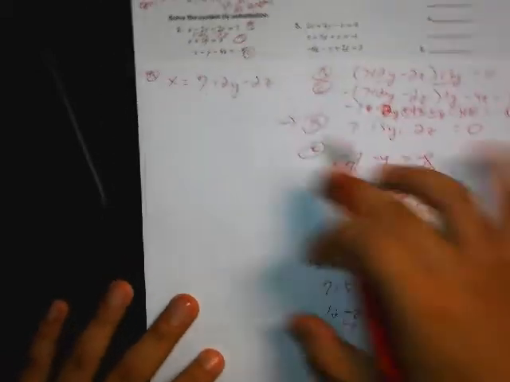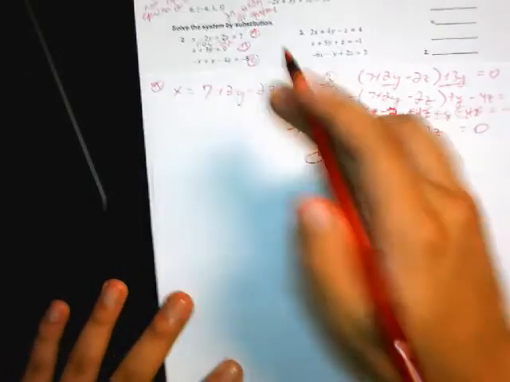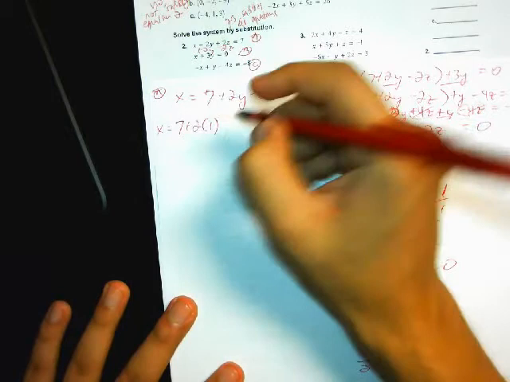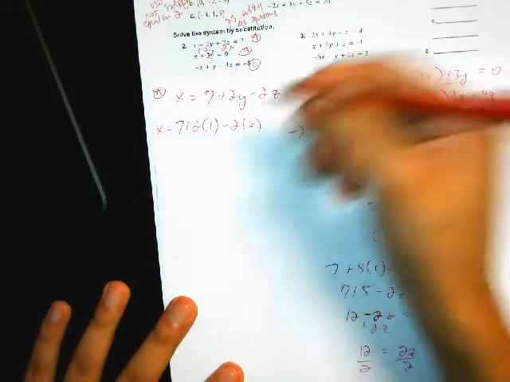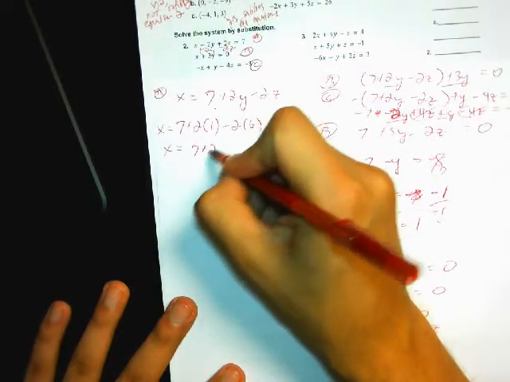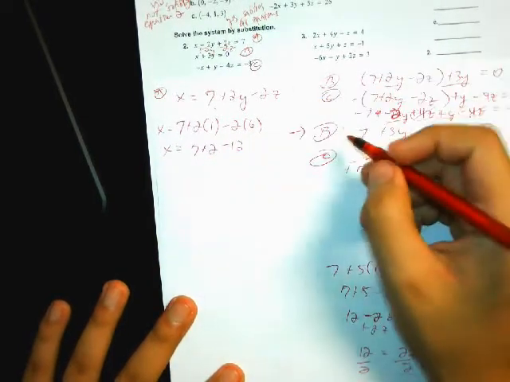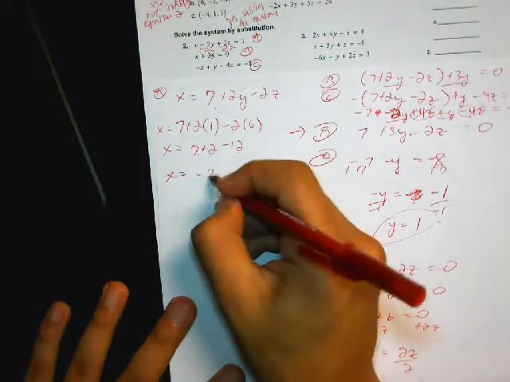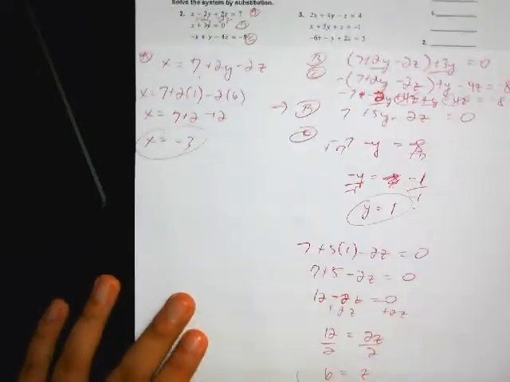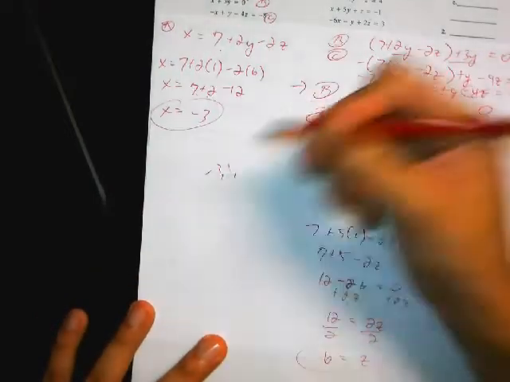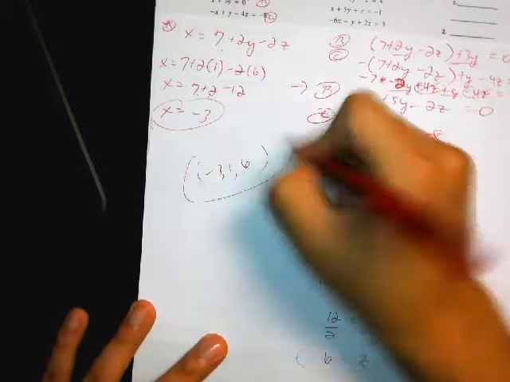Once I have these two, I'm going to go back to my original one again for x. That's x equals 7 plus 2 times 1 minus 2 times 6. X is equal to 7 plus 2 minus 12. X is equal to 7 plus 2 is 9, minus 12 is negative 3. So my solution is negative 3, 1, 6.